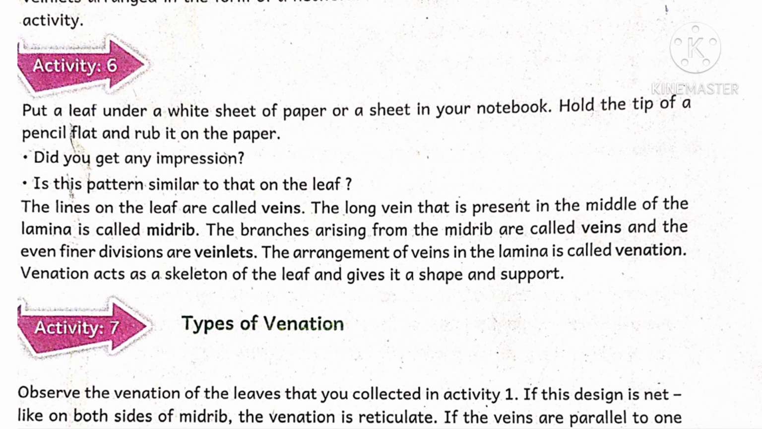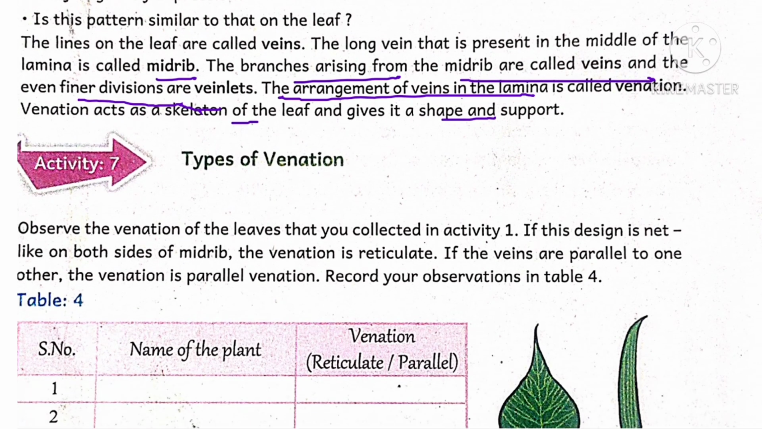Yes. These lines on the leaves are called veins. The long vein present in the middle of the lamina is called the midrib. The branches arising from the midrib are called veins, and the final divisions are called veinlets. The arrangement of the veins in the lamina is called venation. Venation acts as a skeleton of the leaf, and it gives proper support and shape to the leaves.